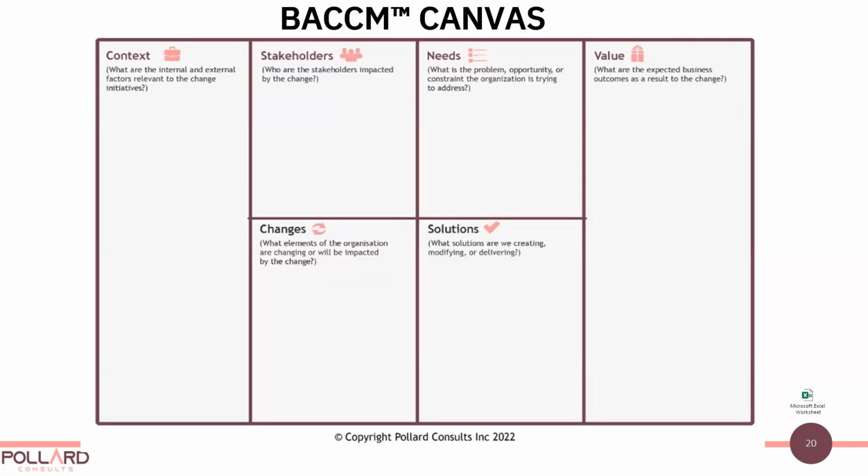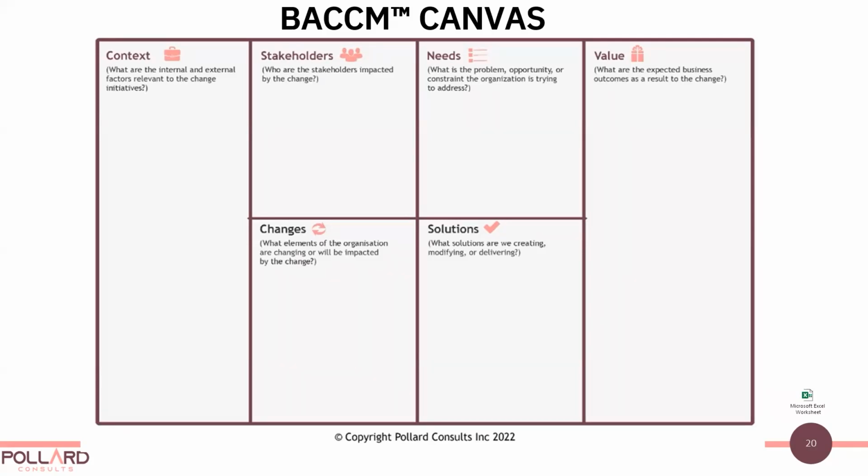So let me quickly run through how I've applied this one-page strategy document to my project, like I would describe it. Answering all the questions for your core concept model will help you populate your canvas. For example, under context, you're asking what are the internal and external factors that are relevant to your change. For stakeholders, the question is, who are the stakeholders that are impacted by my change? Who are the people that would be interested in my work, who would influence the work I'm doing? For changes, you are asking what elements of the organization are changing or will be impacted by your business analysis work.